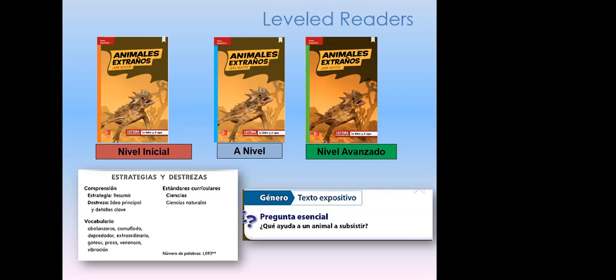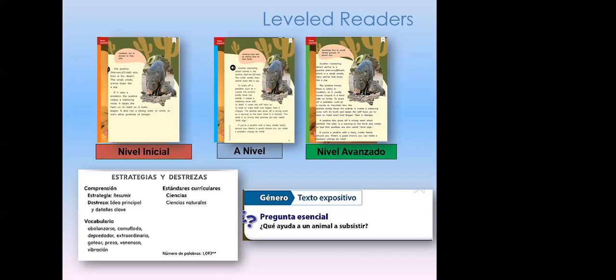The beauty of it is you're seeing the connection here, right? Between las estrategias, las destrezas, vocabulario, la pregunta esencial, and you're seeing here, if I open these books up, how we've kind of differentiated that instruction, differentiated the read based on sentence length, variety, additional facts that are included in each of these lessons, but the actual meat and potato, the context of these leveled readers will remain the same regardless of the leveled reader.